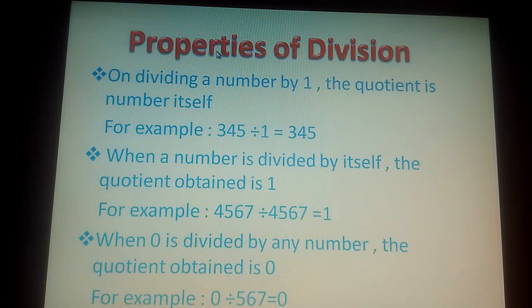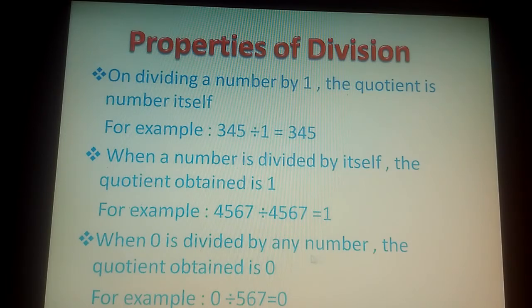Now let us discuss properties of division. On dividing a number by 1, the quotient is the number itself. Suppose we are dividing 345 by 1, the answer will be 345 only. Second property, when a number is divided by itself, the quotient obtained is 1. Suppose we are dividing 4567 by 4567, the answer will be 1 only. Dividing any number by itself, the answer will be 1.